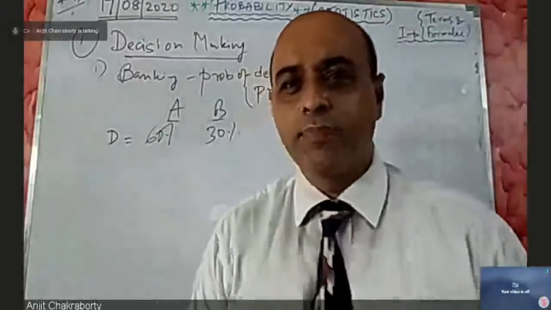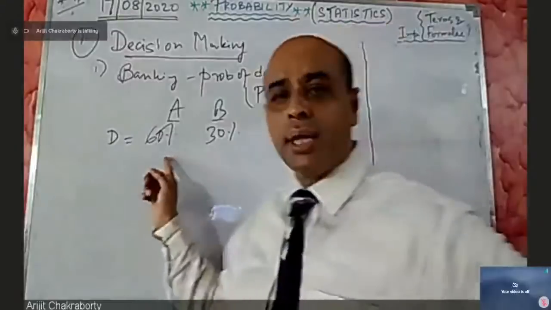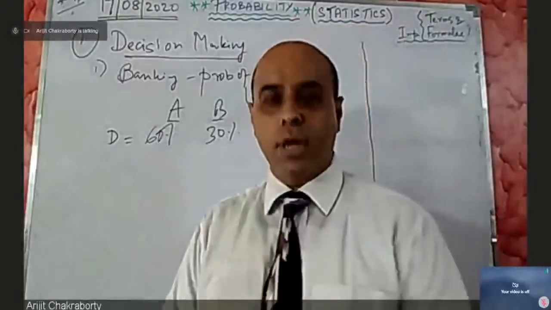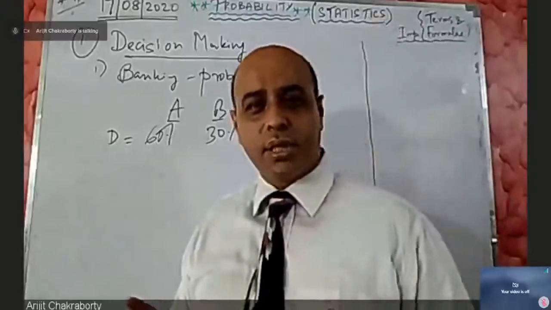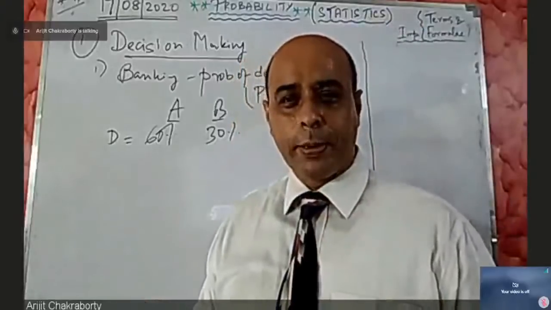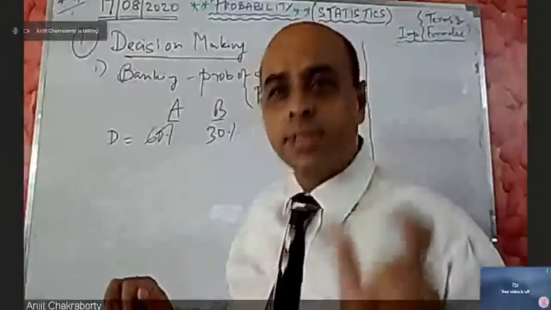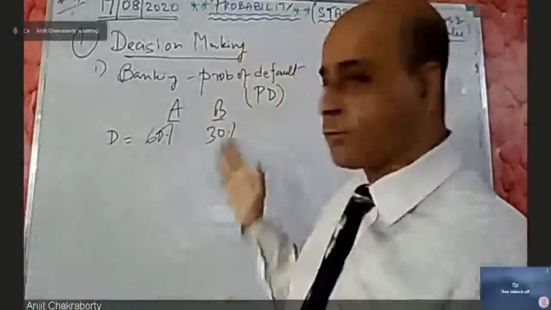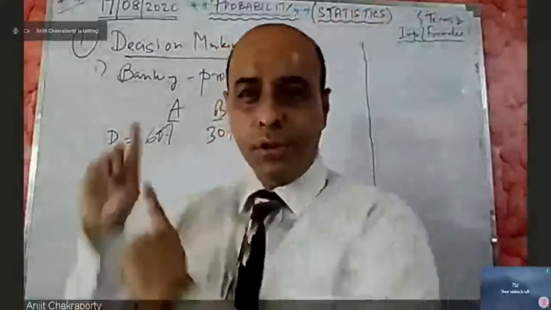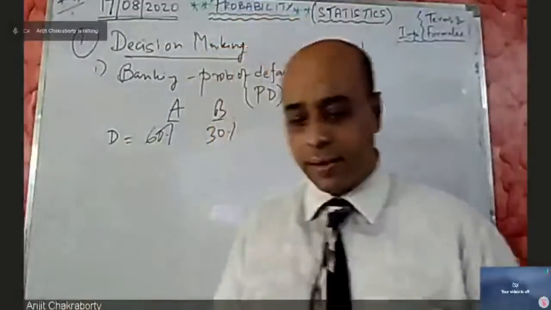So the bank will prefer A or B. A has a 60% chance he is not going to pay back, but B has a 30% chance he is not going to pay back. That means B has a lesser chance of default, a lesser probability of default. That is why B is preferred. So you can see, through probability, we also take decisions in banking.